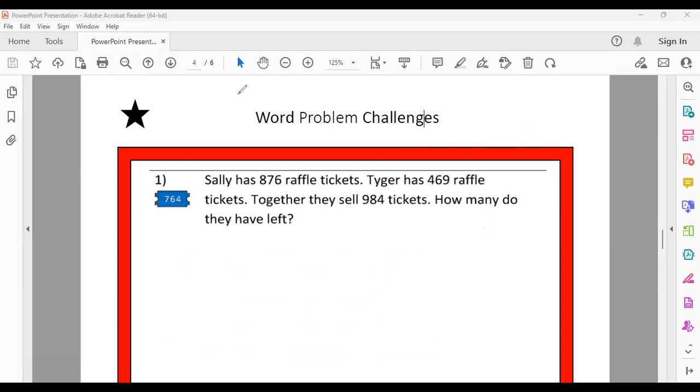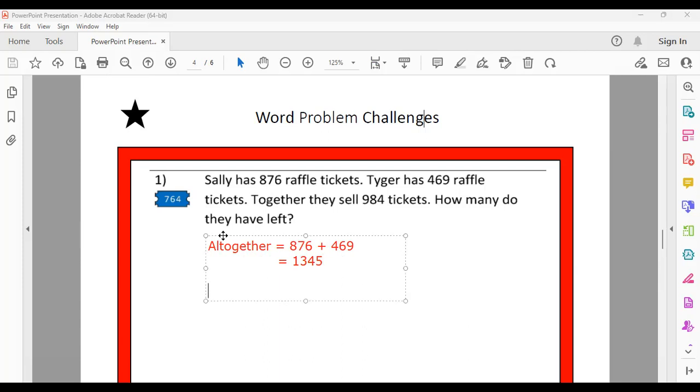Okay, so now let's clear this drawing. Now, no more drawing, one level up. So first of all, you need to find how many tickets they have all together. So you can just write the word all together. You can see me typing. So you write the number sentence 876 plus 469 if you don't want to draw. Then, of course, the total was 1,345. Put your equals. Then go to the next line.